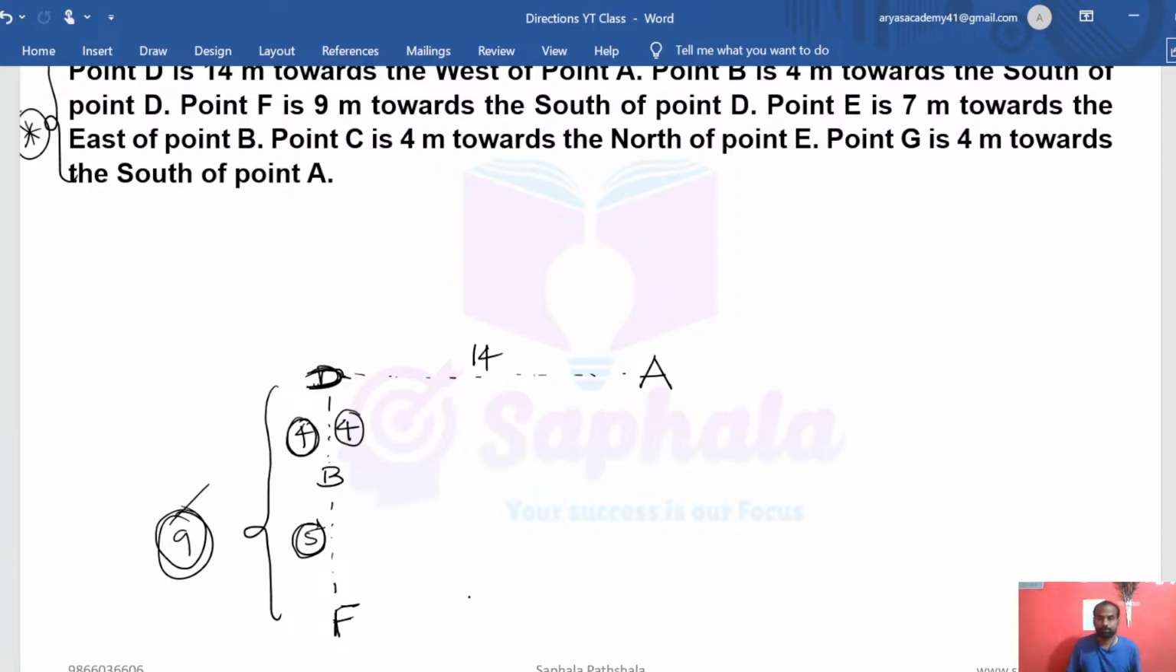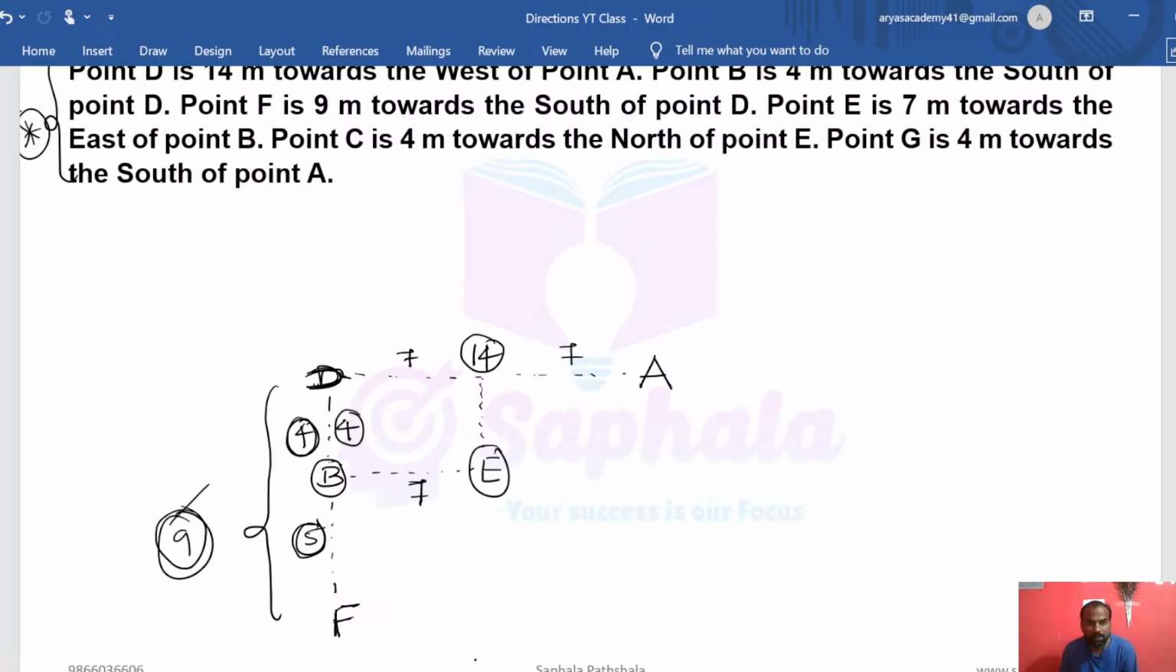Okay. Now point E is 7 meters east of point B. Where is B? Here. And you have to go 7 meters east. This is actually how much? 14. So I have to be in the middle, exactly middle, 7 and 7, 2 halves. So from B, if I travel 7 meters, I will reach another point which is known as point E. Point E. So this is a middle point. So 14 has been divided into 7 and 7.